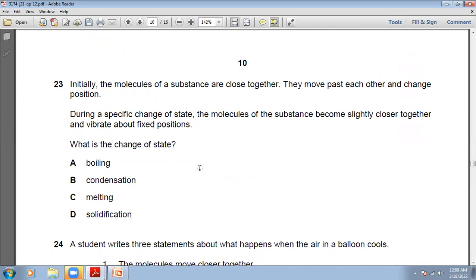Initially, the molecules of a substance are close together. They move past each other and change position. So he's talking about some liquid. During a specific change of state, the molecules of the substance become slightly closer together and vibrate about their fixed position. So what is the change? From the liquid, it has converted into solid, and that process is called solidification. So D is the right option, sir.